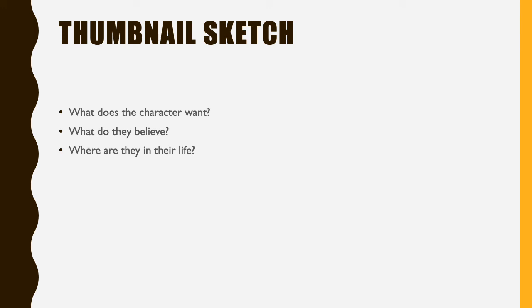Next, we have a thumbnail sketch. What does the character want? What do they believe? And where are they in their life? This is kind of your GMC, or goal, motivation, conflict, moment to think about. What is the character's goal? Why are they motivated to reach that goal? And what is preventing them from reaching that goal? So what do they want out of life and why aren't they getting it yet? And how does the story help them get it?